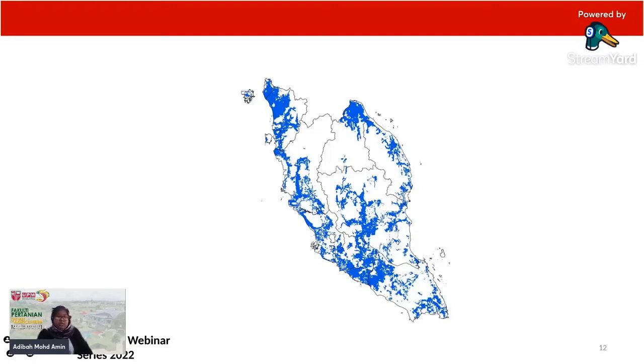So the blue color is the available land that can be used, minus the hill land of more than 30 degrees and also minus the reserve forest. However, this area is to be used for both industrial and food crops, so not only food crops. We also need to share this area with townships, urbanization, and industry. So how much is left for our food crop production?